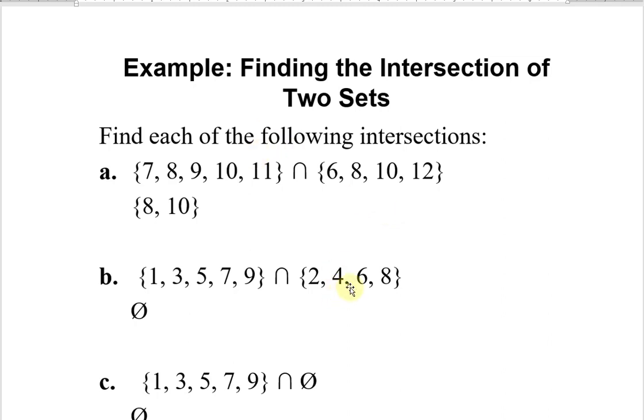For example, take these two sets. You want to find the numbers that are in both of them. Number 8 is here, right? So I pick it down. Number 10 is here and here. The reason I don't pick 7 is because 7 is here but not here. So we find the common numbers, the common elements.